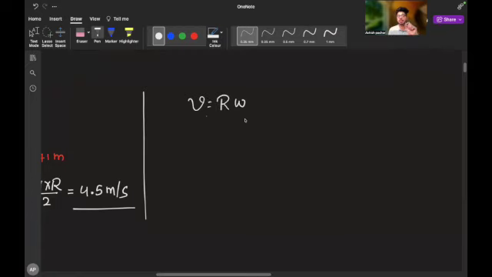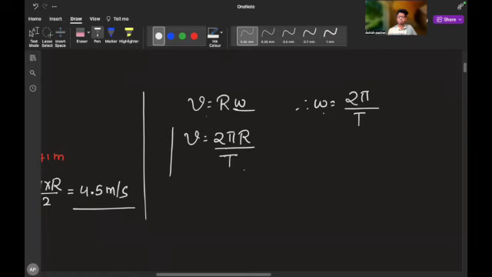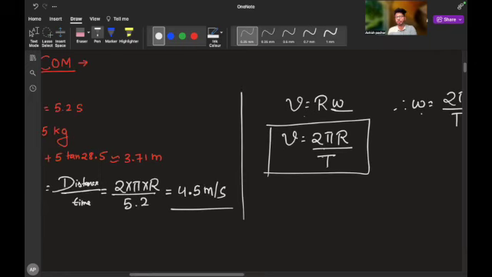Omega is the angular velocity, and omega is nothing but 2 pi radians, that is 360 degrees, divided by the time taken to complete it. So as you plug that in, the same thing again: 2 pi r, with the omega value 2 pi divided by t. So V is again equal to 2 pi r by t. So here also we had a 2 pi. So the same logic, you can think of it this way.